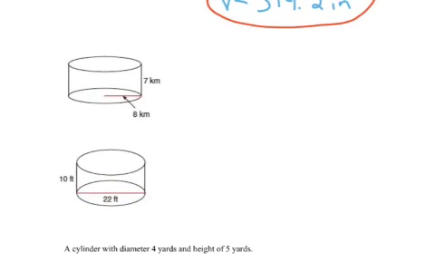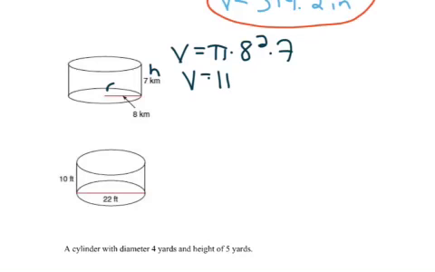Let's try another one. So this time I have V equals, so my radius is right there, and my height is the 7. So I would have V equals pi times my radius squared times my height. If I simplify this a bit, I would have V equals pi times 8 squared is 64 times 7. 64 times 7 gives you 448 times pi. Don't ever forget that you have to multiply it by pi.